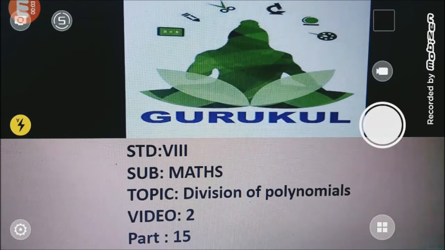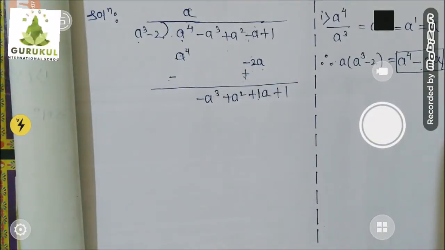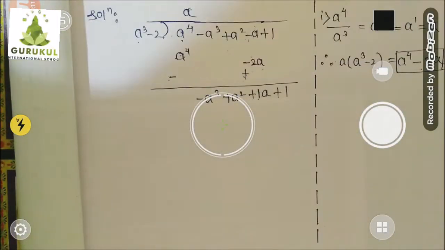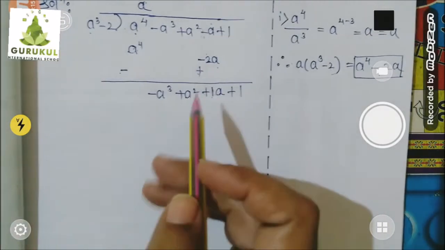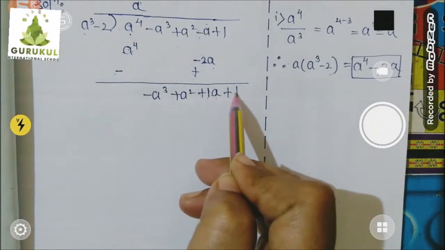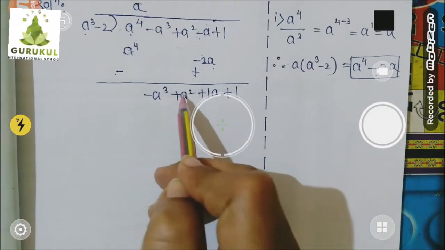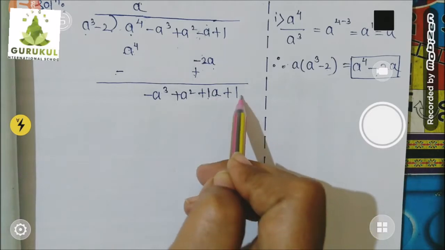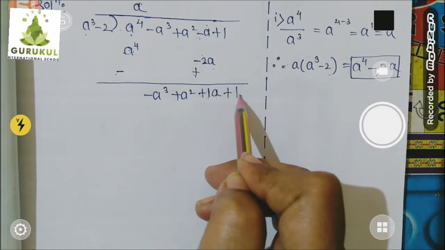Welcome back, children. Let's continue that example. So first step was over in last video. Now let's take the another one. Again, second step, find out whether this polynomial is arranged in descending order of power or not. A raised to 3, a raised to 2, a raised to 1, constant number means a raised to 0. This is already arranged in descending order of power.